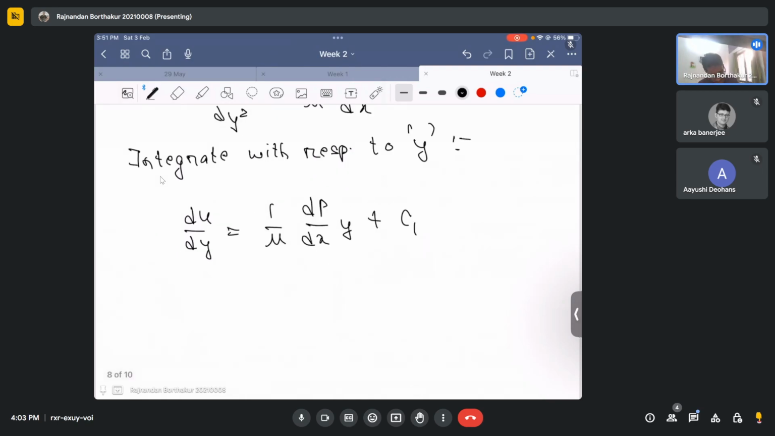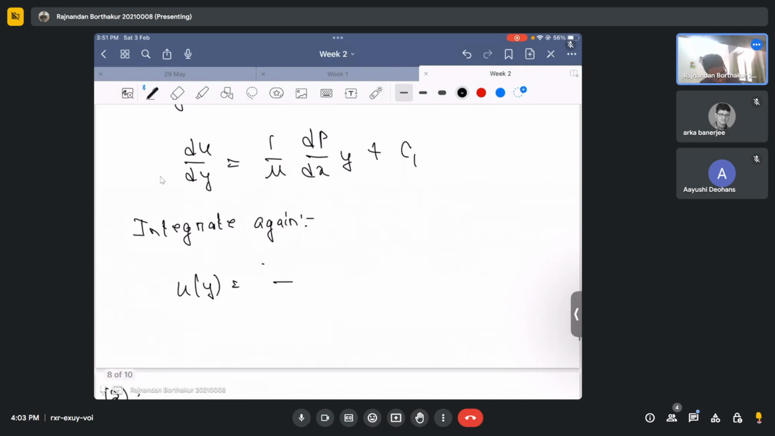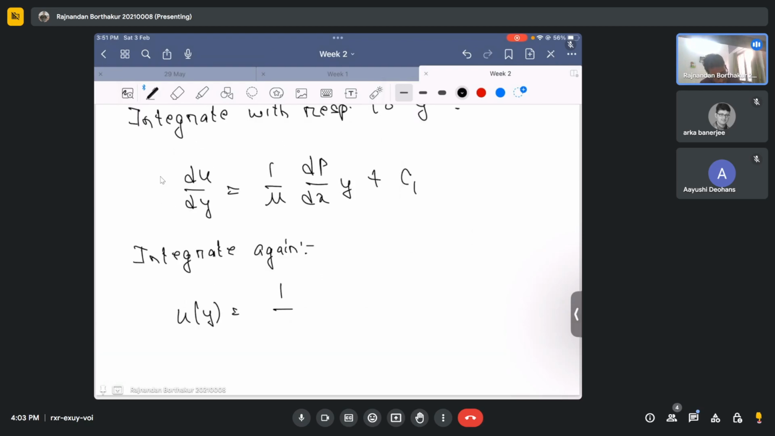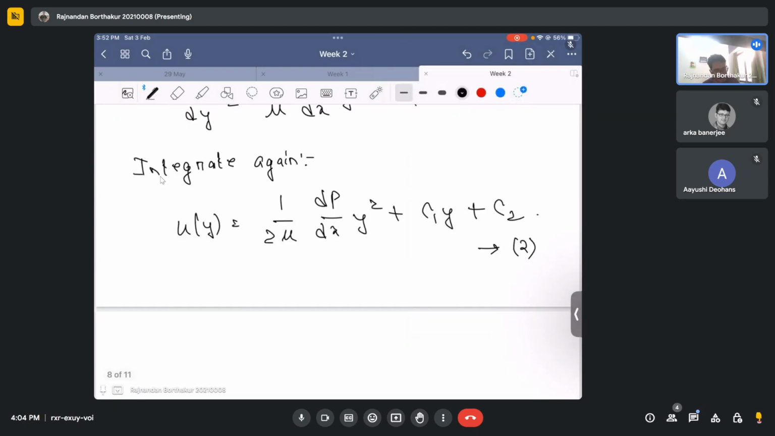And then again, if we integrate again, what we would eventually get is u as a function of y. Okay, so did I write this correctly? I think it does. So what we would get is 1 by 2 mu dp dx times y squared plus c1 y plus c2. This is something that we got by integrating twice with respect to the y direction. I hope this is clear to you because I believe you have done this many a times.